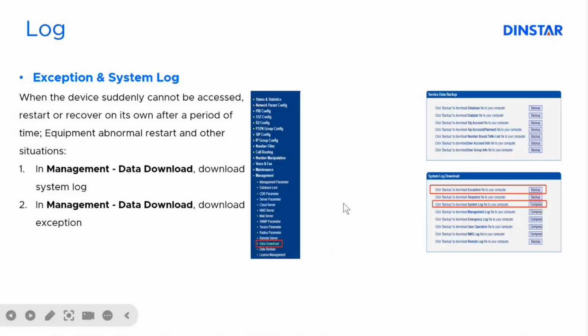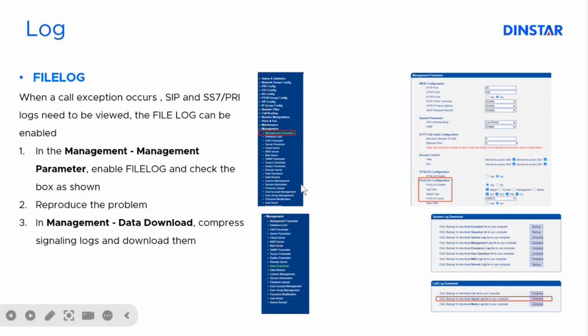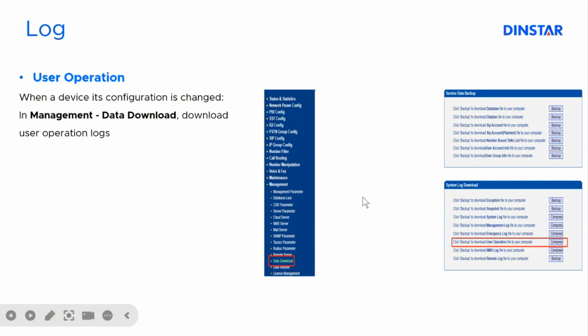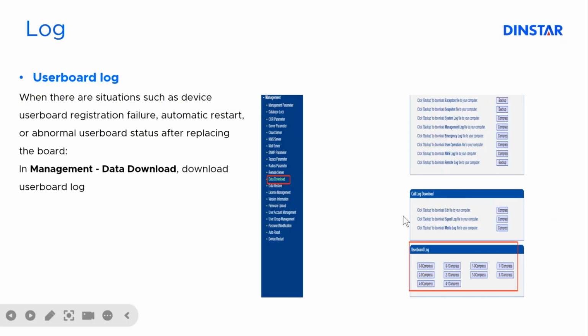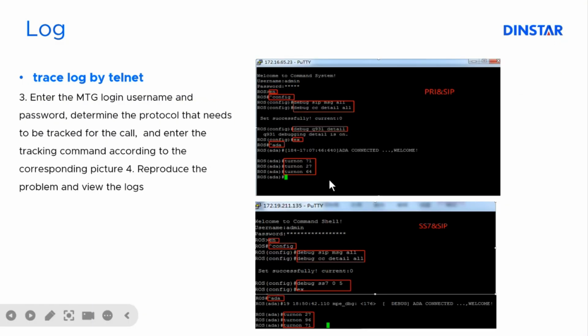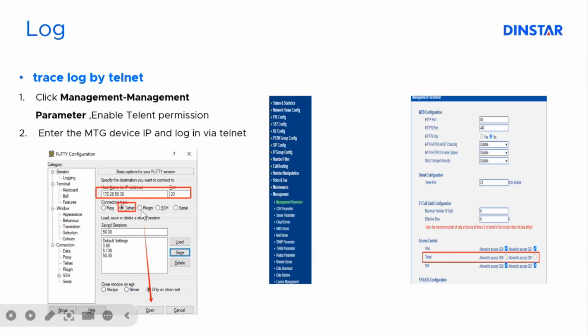And we can also find the file log here. It's the same way. Here we just collect the SIP signal, the SS7 signal, the PRI signal, and the CC signal. So it's just the same way as the file log, but it's for all types of the MTG.